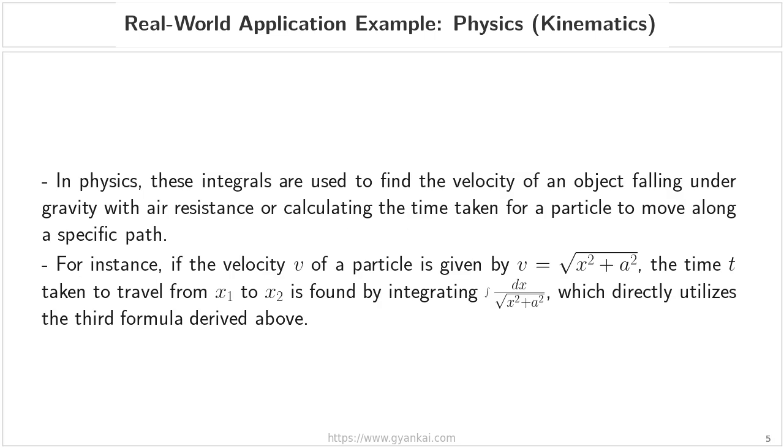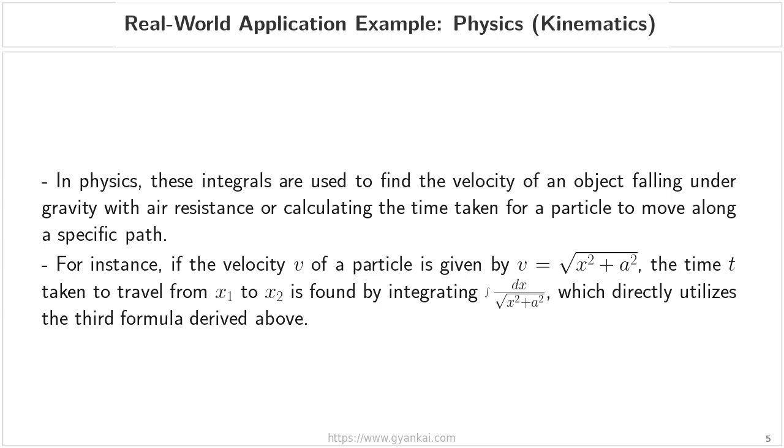Let's look at a specific example. Suppose we have a particle, and its velocity, which we'll denote as v, is given by the equation v equals the square root of x squared plus a squared. Now, if we want to find the time, t, it takes for this particle to move from an initial position, x1, to a final position, x2, we need to integrate the velocity with respect to distance. That means we need to evaluate the definite integral of 1 over the square root of x squared plus a squared, with the limits of integration being x1 and x2.